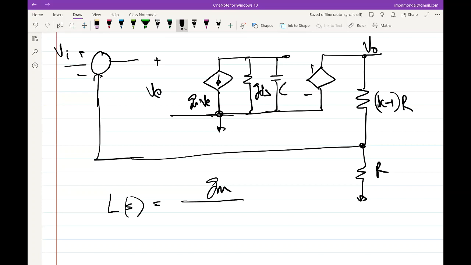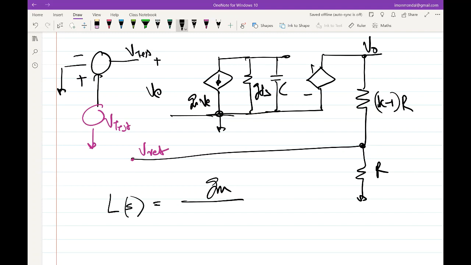I break the loop again, I break the loop here. You have to desensitize the input, obviously, because when you are computing loop gain, the input doesn't have any role to play. Again, I messed up the signs. So this is V test. Tell me, what is the loop gain? Somebody from this side.